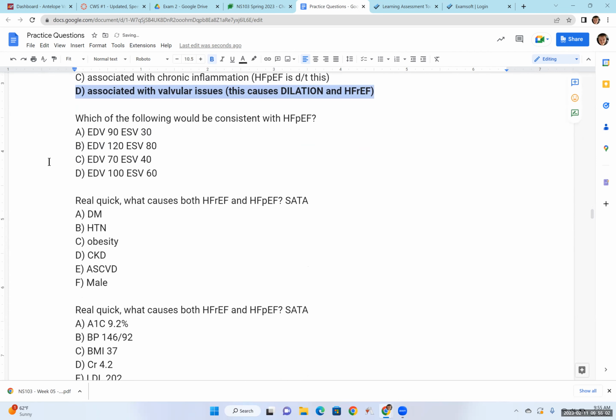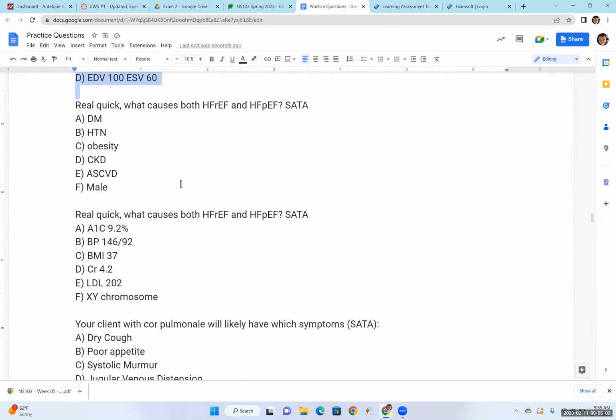All right, which of the following would be consistent with HFpEF? I don't think I'm going to do this to you, so I'm not going to make you do stroke volumes. All right, real quick, what causes HFrEF and HFpEF? It's not males that cause it. That's a risk factor. So this is not terribly specific, but diabetes, hypertension, they all can cause both. I'd have to specify which one I want you to look at. Which causes which? Modifiable risk factors.